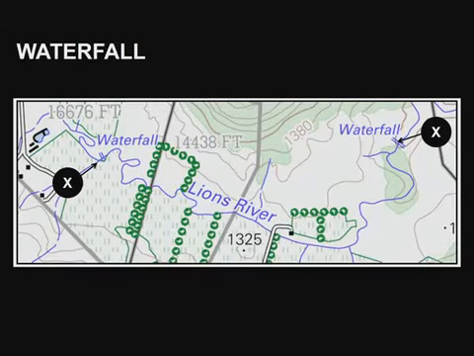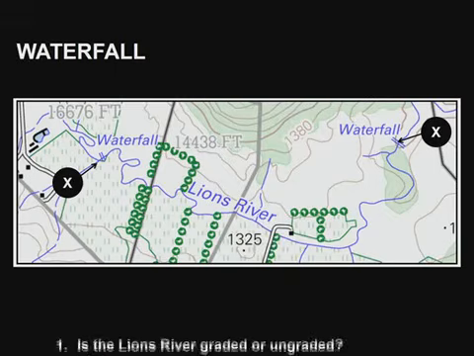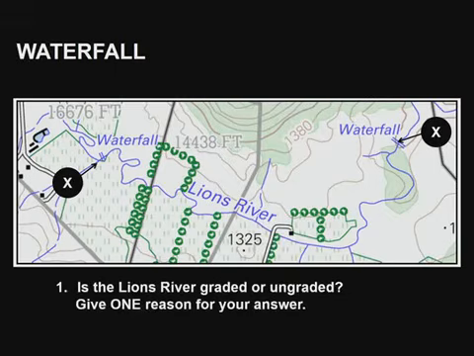The waterfalls, sometimes they ask you. The first question came up already. Here we've got the Lions River. Is the Lions River graded or ungraded? Give a reason for your answer. Now, firstly, you must know what's an ungraded river, and you must know what's a graded river.